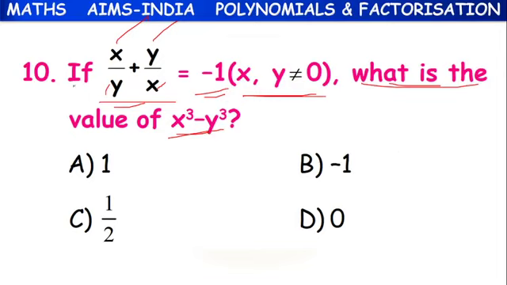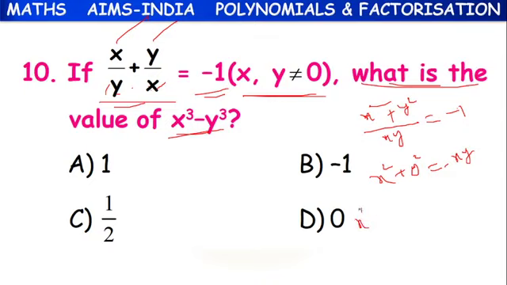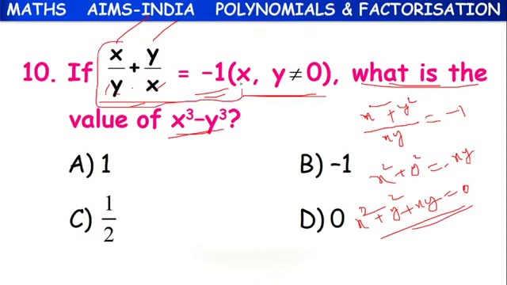So let's multiply this first. x into x, x², y into y, y², by y into x, xy, equal to −1. Or x² + y² = xy into −1, that is −xy. Minus xy will come to this side: x² + y² + xy = 0. From the given data, we came to this conclusion.